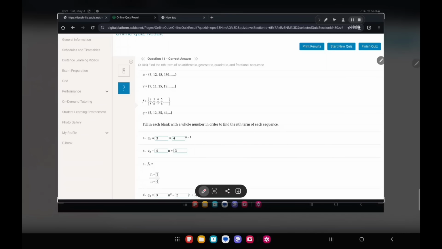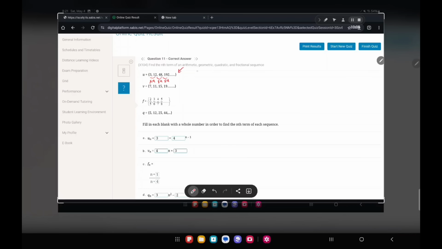Question 11. They gave me a sequence U, a sequence V, sequence F, and sequence Q. For sequence A, they want us to find the general term. Let's see, are we adding or are we multiplying? Obviously, we're multiplying. 3 to 12 is times 4, 12 to 48 is times 4, 48 to 192 is times 4. So obviously, this is a geometric progression.